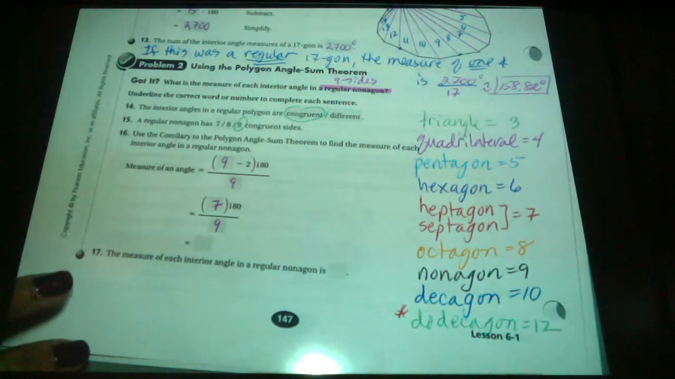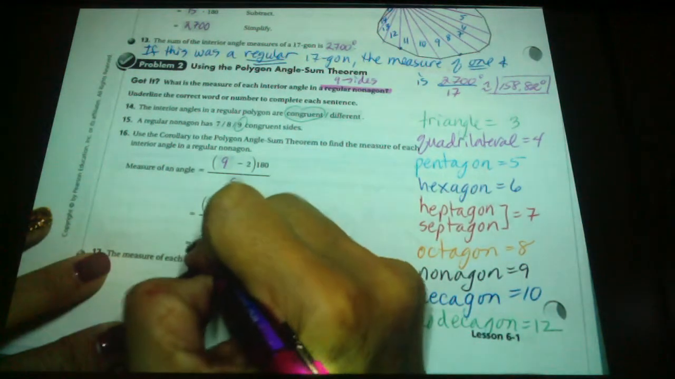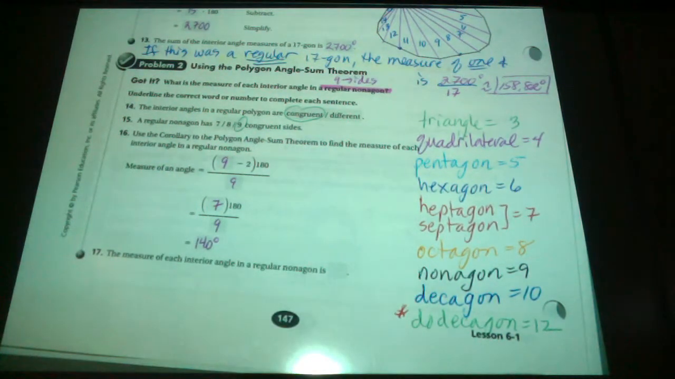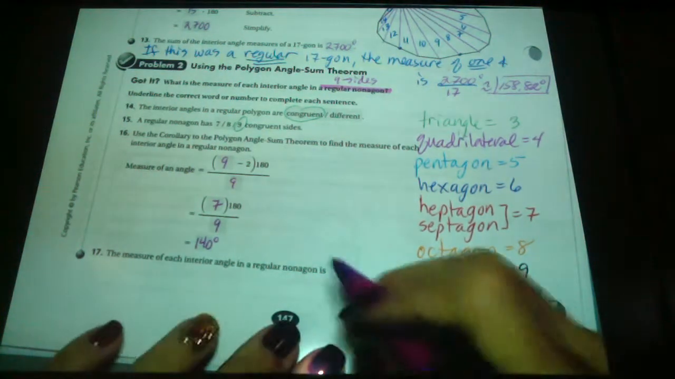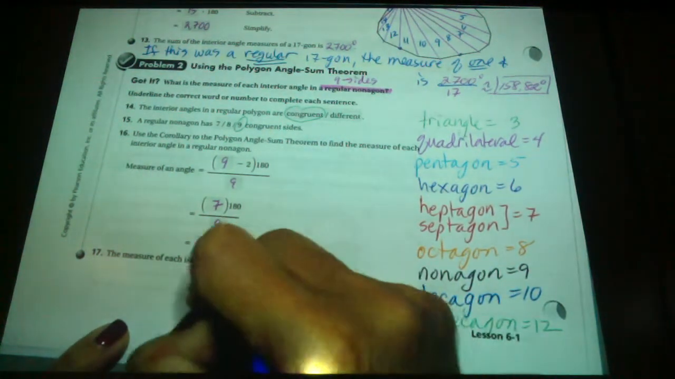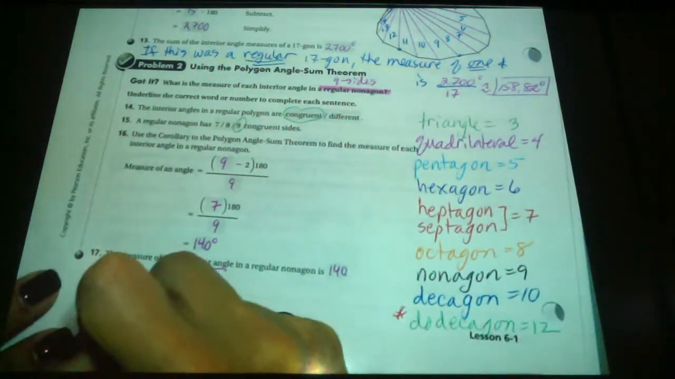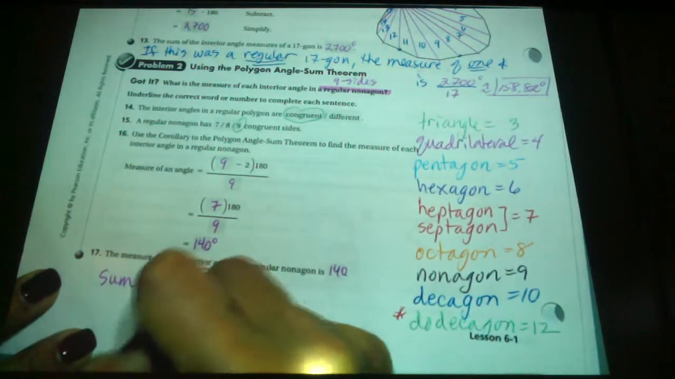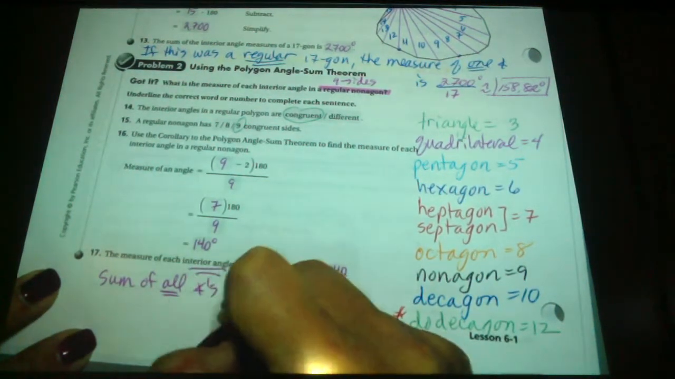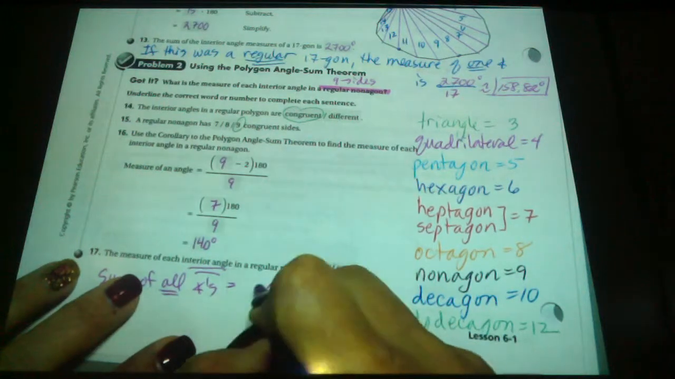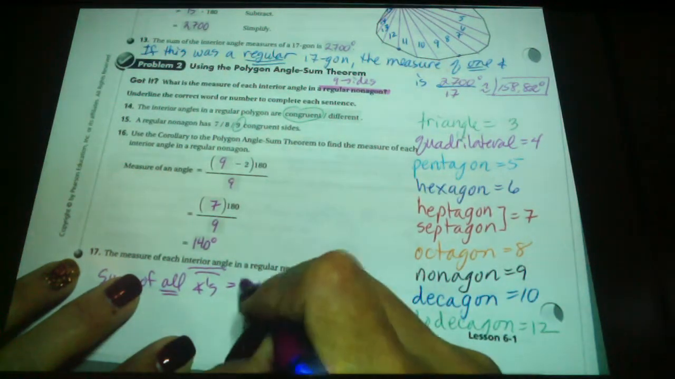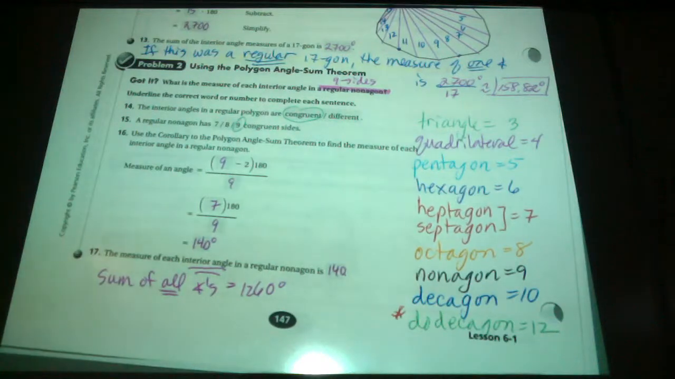Divide by 9. When you divide by 9, what do you get? Okay. So we get 140 degrees, so that means that the measure of just one angle is 140. But 7 times 180, the sum of all angles, equals 1260, right? Is that what you told me, Bailey? Yep. So know the difference between what they're asking and what you're finding.